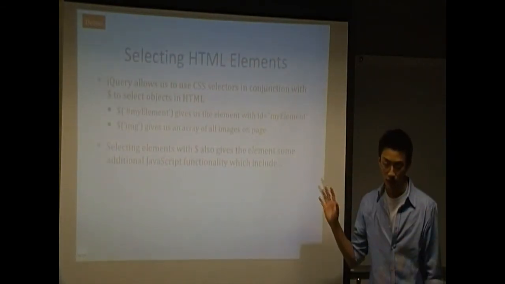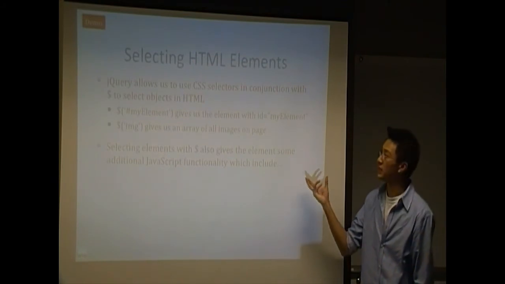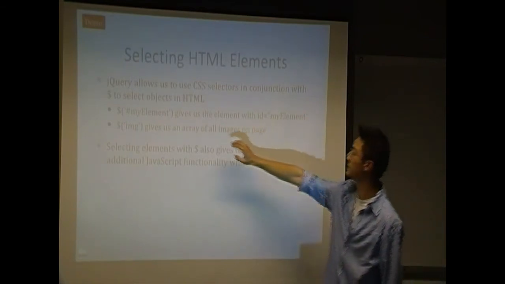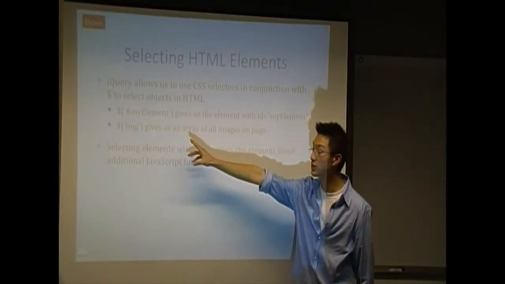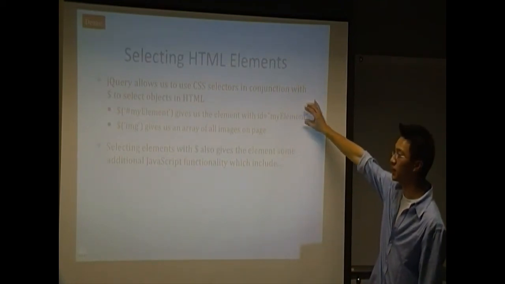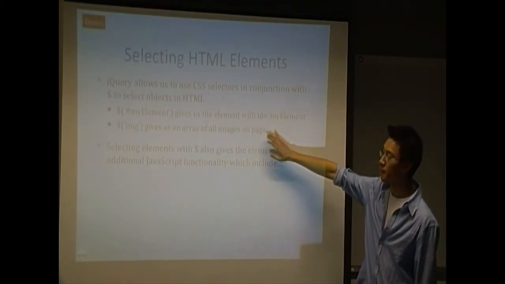Okay, so I already went over this a little bit. The way that you select elements in jQuery is you just use the $, and you use the same CSS selectors that we're accustomed to using. So this one's going to select the element with ID my element. This is going to select all images.